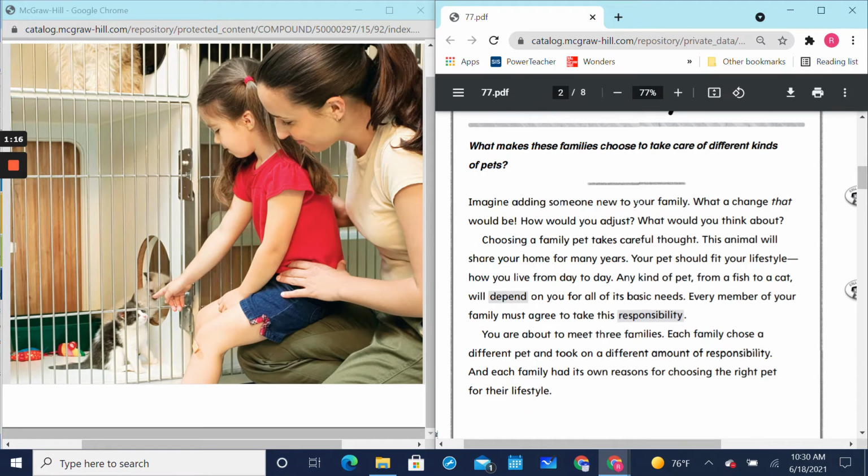Imagine adding someone new to your family. What a change that would be. How would you adjust? What would you think about? Choosing a family pet takes careful thought. This animal will share your home for many years. Your pet should fit your lifestyle, which is how you live from day to day. Any kind of pet, from a fish to a cat, will depend or trust on you for all of its basic needs. Every member of your family must agree to take this responsibility.